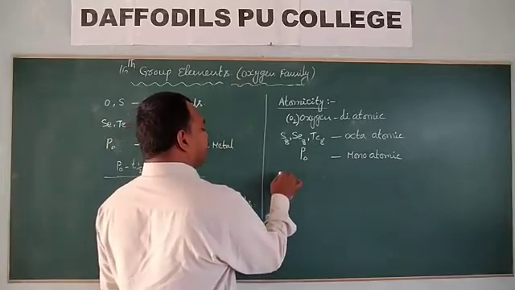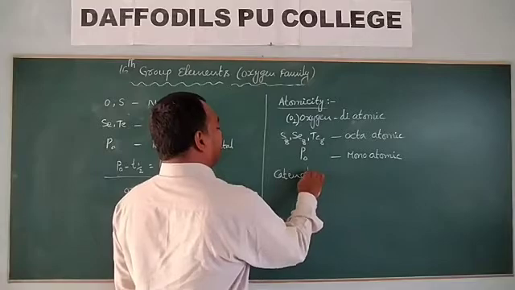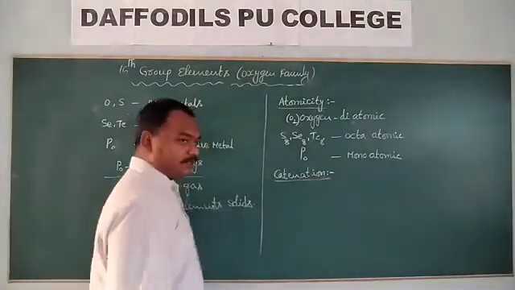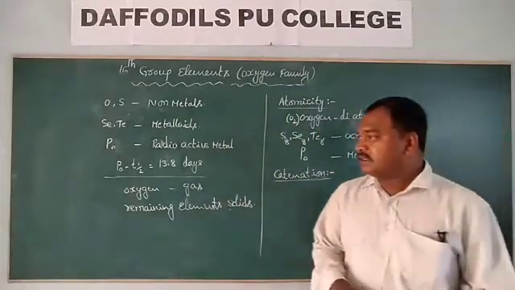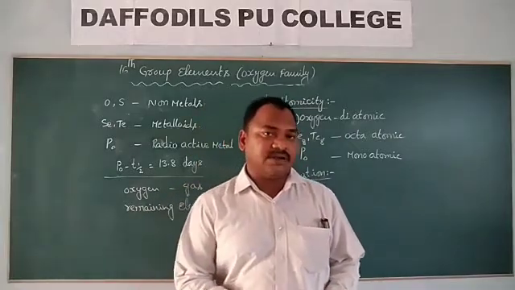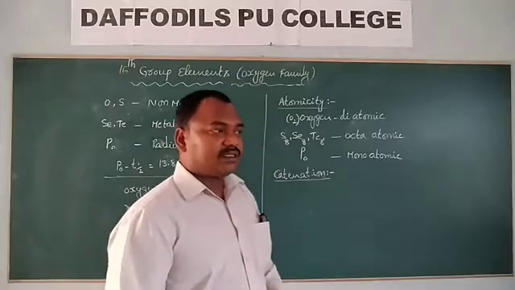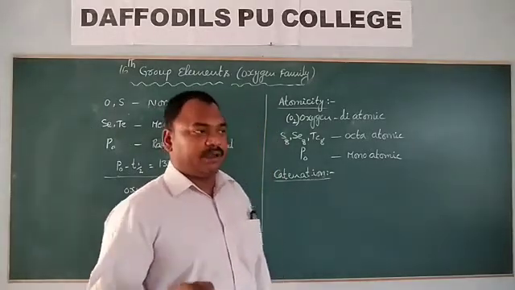Next property is catenation. In the 16th group elements, sulfur exhibits highest catenation property. Oxygen catenation ability is 2, and that one is shown in hydrogen peroxide.